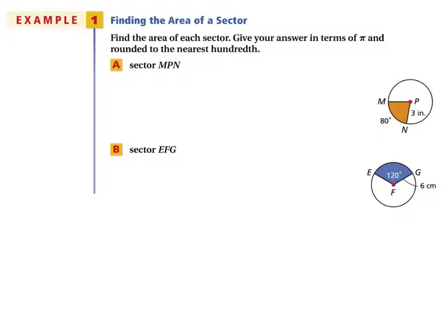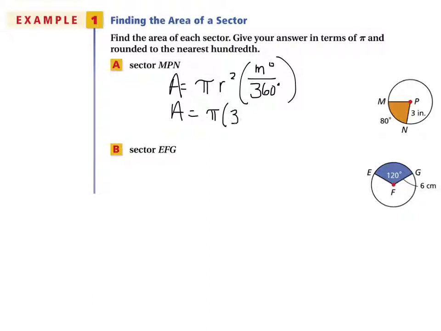So let's do example 1. Find the area of the sector, give your answer in terms of pi, and round it to the nearest hundredth. We want to know sector MPN. Remember, that's the area. So we would take area equals pi times radius squared multiplied by m degrees divided by 360 degrees. All we do is plug in our values. Pi multiplied by the radius, which is 3 squared, multiplied by 80 degrees divided by 360 degrees.